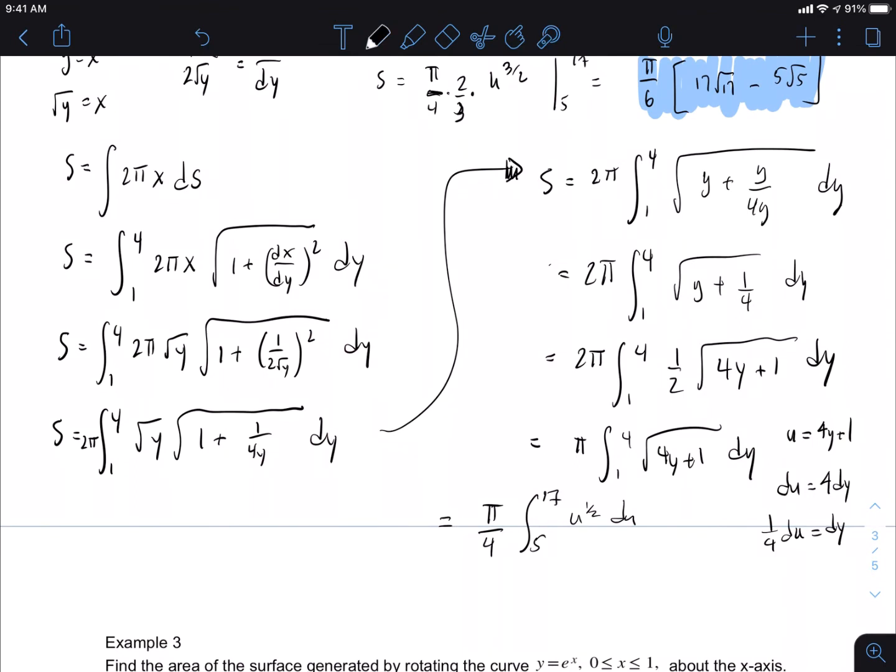And then I can put the answer if you'd like. The answer ends up being pi over 6 times (17 root 17 minus 5 root 5), which is the same as before. Any questions? Just trying to absorb. Yeah, I think it's good.